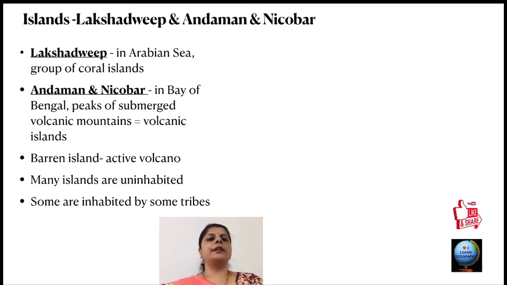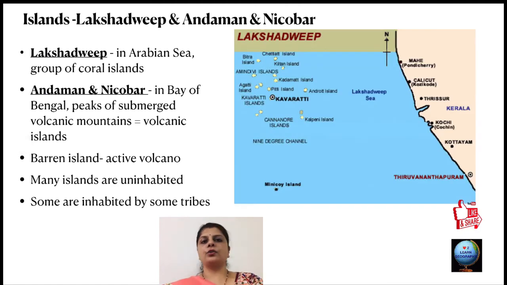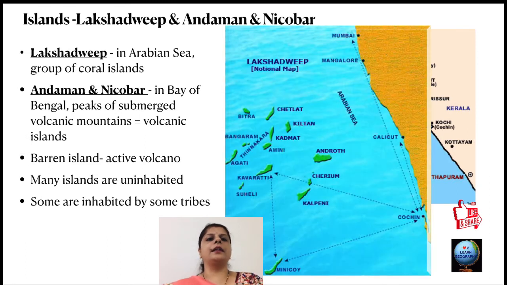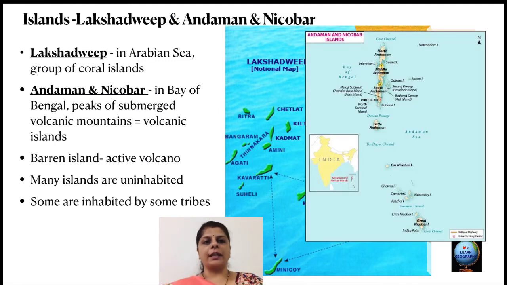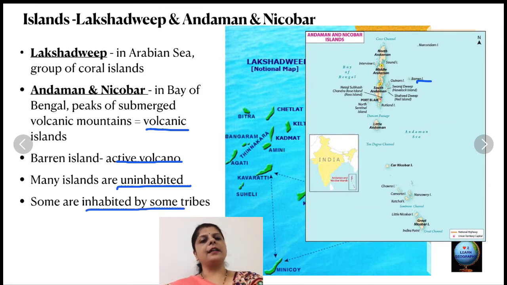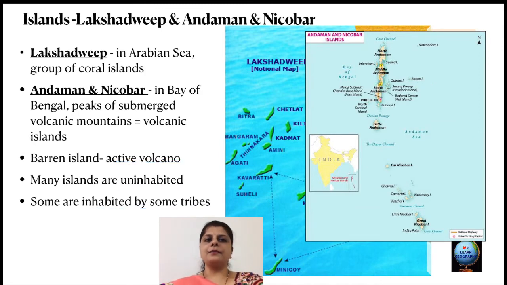Lakshadweep Islands are located in the Arabian Sea. These islands are a group of coral islands. Andaman and Nicobar Islands are located in the Bay of Bengal, and actually these are the submerged peaks of volcanic mountains, right? And hence they are actually volcanic islands. On Barren Island the active volcano is present, India's only active volcano. Many islands here are uninhabited, people are not living there, but a few islands are inhabited by some tribes living over here.